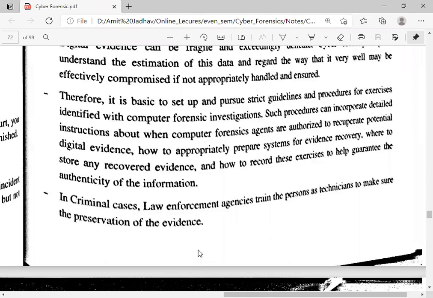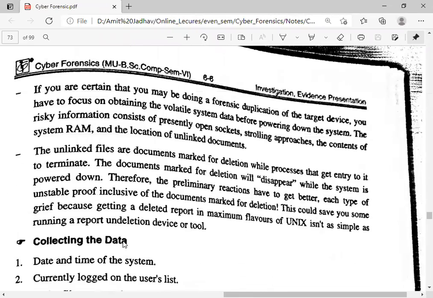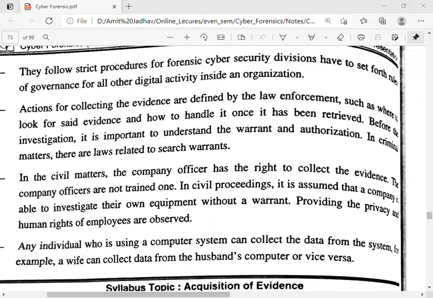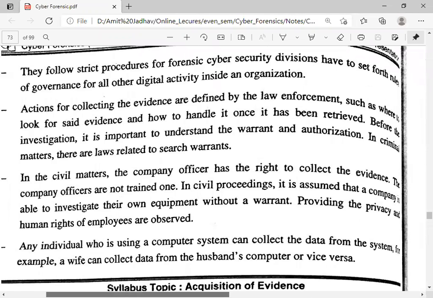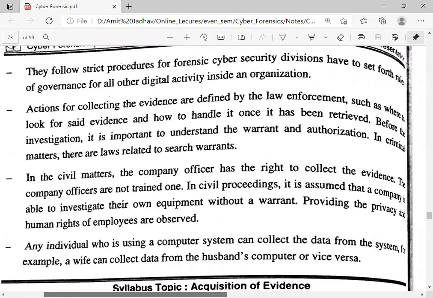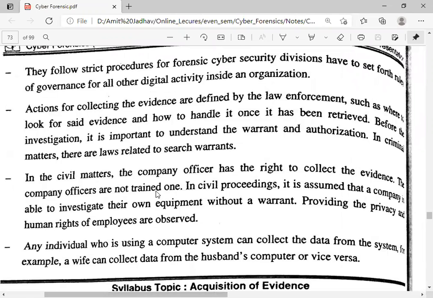In criminal cases, law enforcement agencies train the persons as technicians to make sure of the preservation of the evidence. So the digital evidence is very delicate. It can be updated or modified using different tools and techniques. So the technician must handle it carefully. They follow strict procedures, as the forensic cybersecurity divisions have to set forth rules of governance for all digital activity inside an organization. So the technician should follow all the procedures strictly, and also follow the government rules.